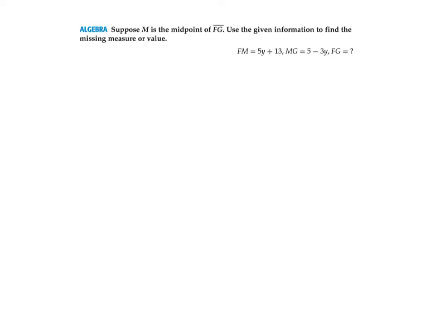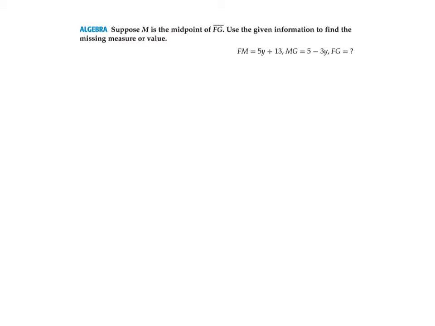This example is for Lesson 1-3, Example 6. Suppose M is the midpoint of segment FG. Use the given information to find the missing measure or value. And we're given two pieces of information.